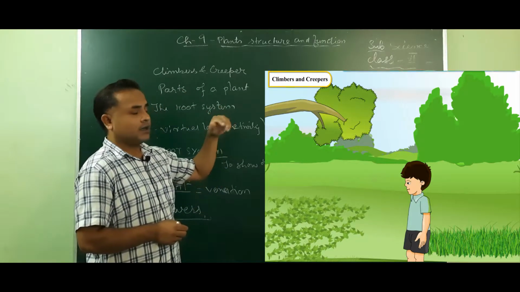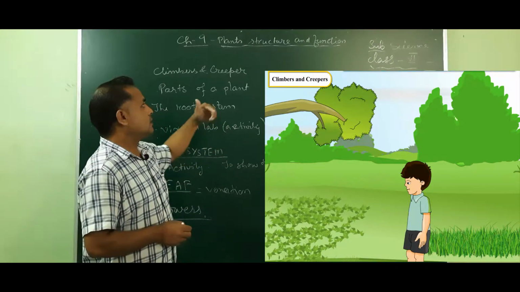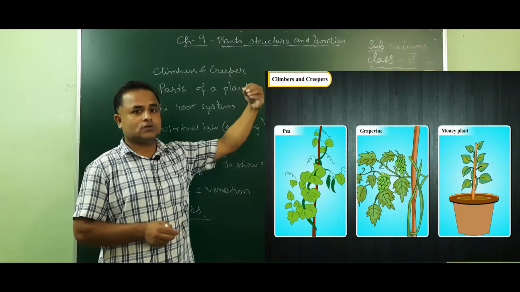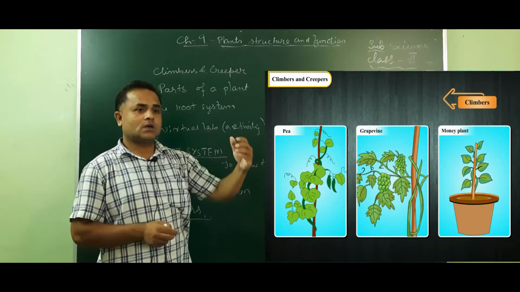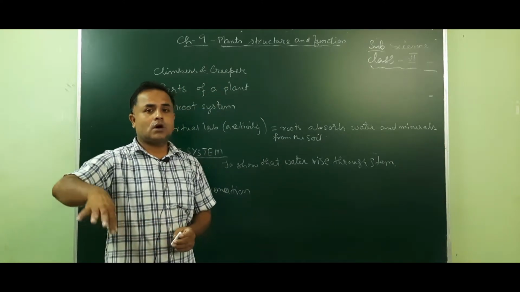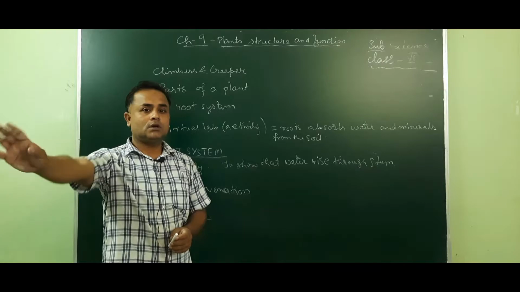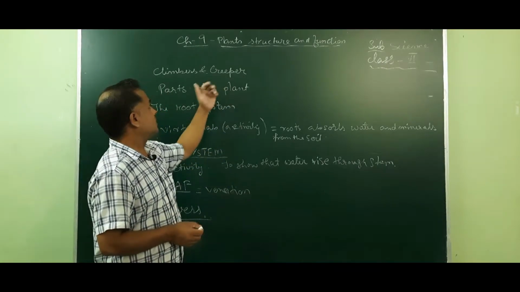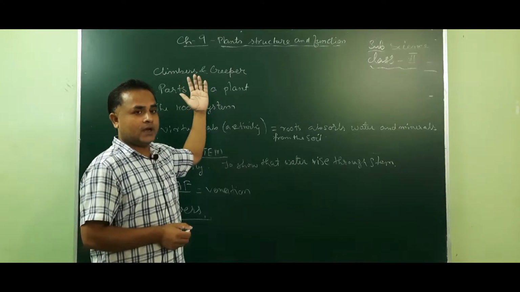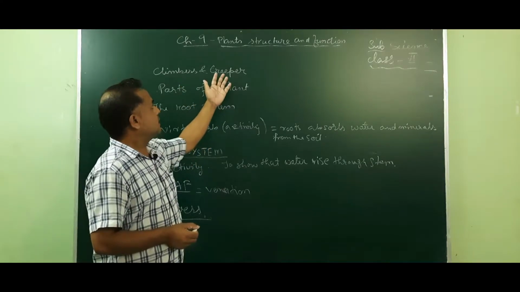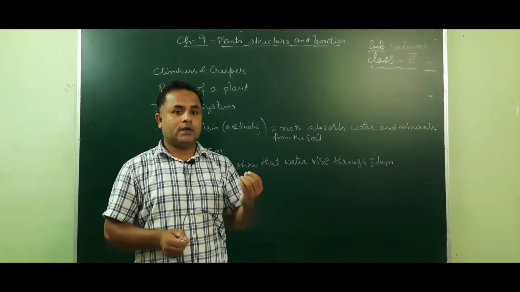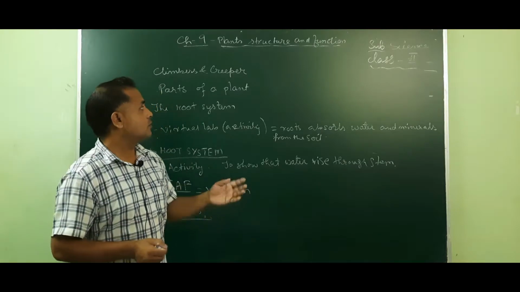By taking the help of the support, they will try to grow up by climbing from one branch to another, or from one support to another. That is called the climbers. Another one is the creeper. They grow like creeping on the ground. These are called creepers. Examples of climbers are pea plant, cucumbers and some others. Creepers are like weeds, seaweeds and many other things.